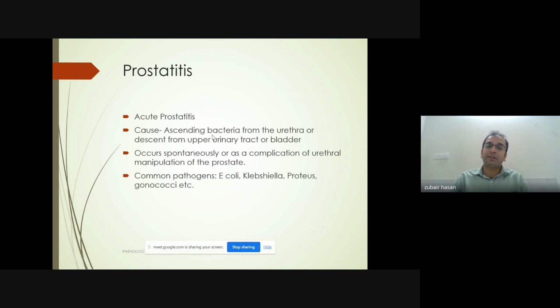So acute prostatitis can happen as a part of ascending urinary tract infection. You'll have the infection spreading from the urinary bladder upwards through the ureter to the kidneys, or it can spread downwards and involve the prostate gland. It can also occur spontaneously or as a complication of urethral manipulation of the prostate gland. The common pathogens are E. coli, Klebsiella, Proteus, gonococci. They are the common organisms causing urinary tract infection.